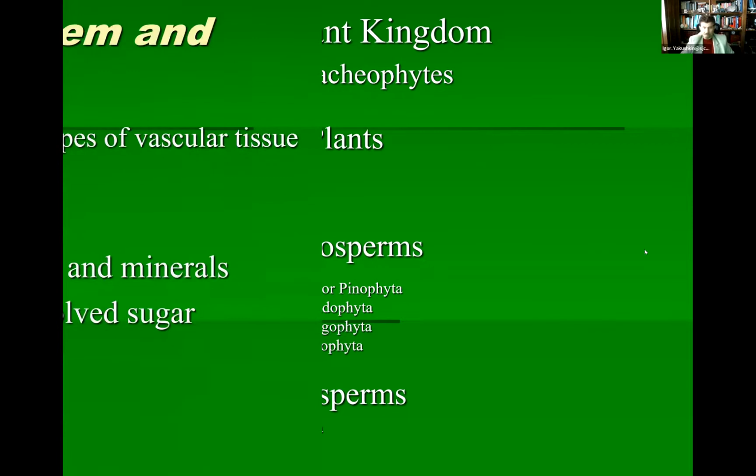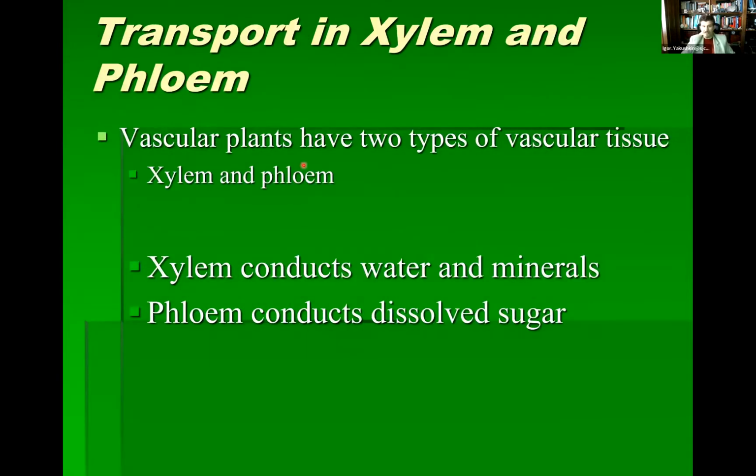So anyway, vascular plants will have two tissues, vascular tissue, xylem and phloem. We'll talk about the structures of those tissues a little bit later, but xylem generally conducts water and minerals upwards. Phloem conducts dissolved sugars. And again, it's based on the photosynthesis. Carbon dioxide from the air combines with the water in the presence of light to create sugar. So now sugar needs to be transported.